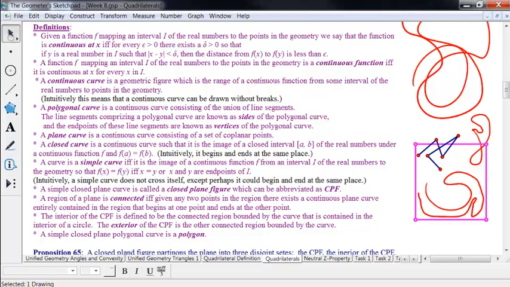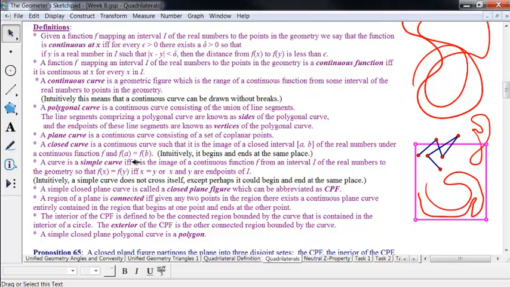So formally, a curve is simple if and only if it's the image of a continuous function f from an interval I of the real numbers to the points in the geometry, so that f of x equals f of y if and only if x equals y, or x and y are endpoints of the interval. So the only place it could repeat itself is at the ends.